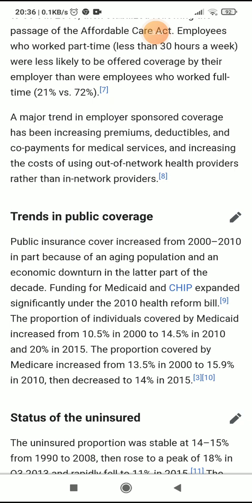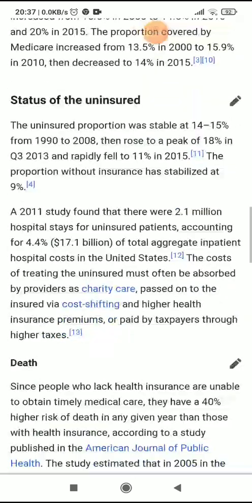Funding for Medicaid and CHIP expanded significantly under the 2010 health reform bill. The proportion of individuals covered by Medicaid increased from 10.5% in 2000 to 14.5% in 2010 and 20% in 2015. The proportion covered by Medicare increased from 13.5% in 2000 to 15.9% in 2010, then decreased to 14% in 2015.